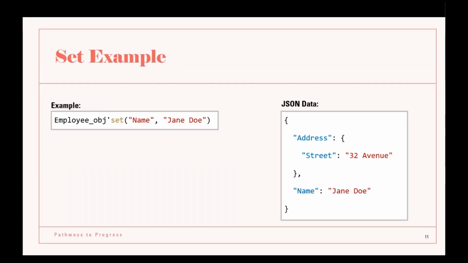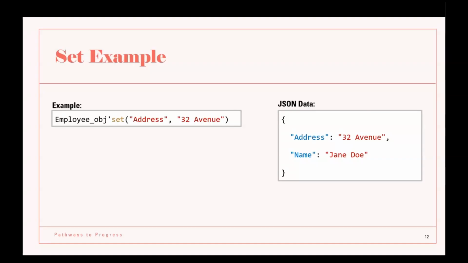So let's look at an example. Here we take the JSON object from the previous example, and we set the key name to Jane Doe. This will overwrite the original John Smith, as you can see here on the right, with the new name. We can also set the address to something different. Here we overwrote the address subobject, and it will first remove any existing data under the address tag, and then it will set our new key value pair.